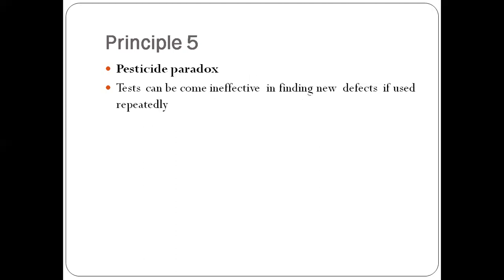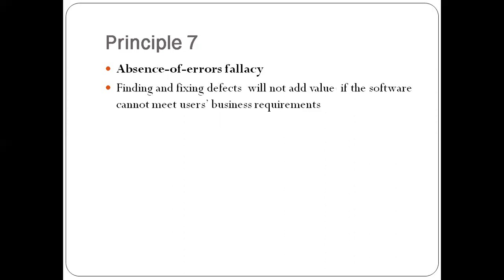So the last principle, principle number 7, is the absence of errors fallacy. Finding and fixing defects will not add value if the software cannot meet users' business requirements. Like the example I gave on early testing. You have the clients giving you requirements, then the system analyst or business analyst at your end made a mistake and didn't get the requirements correctly. So they documented wrong requirements and passed them to the developers. Now, it does not matter the level of tests you do for that kind of software, it's all a waste, because the users are going to reject it at the end of the day.